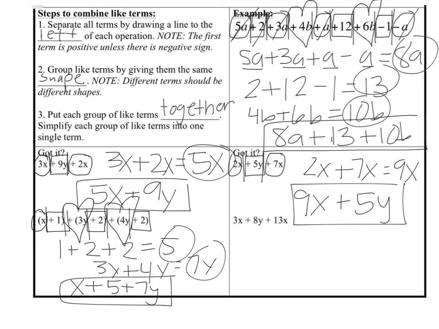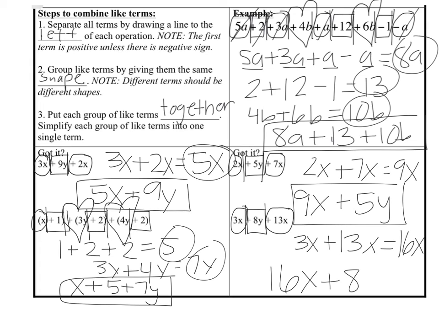All right, last we're going to draw lines to the left of the operations. I have 3x, I'll give that a circle. And then I also have another term with an x, so I'll give it a circle. And for the term with the y, I'll give it a square. So 3x plus 13x will equal 16x. And then my term of the y is by itself, so I have nothing to put it together with, so we'll go ahead and write our whole simplified expression, 16x plus 8y.